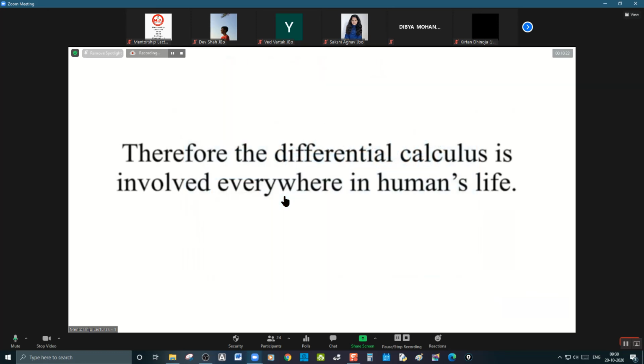So, differential calculus is involved everywhere in human life. Don't think that it is only what we are learning, that all these are formulas and we are only solving problems. No, not that. These are the basics you are learning here, and you will be applying this differential calculus further in your future studies.